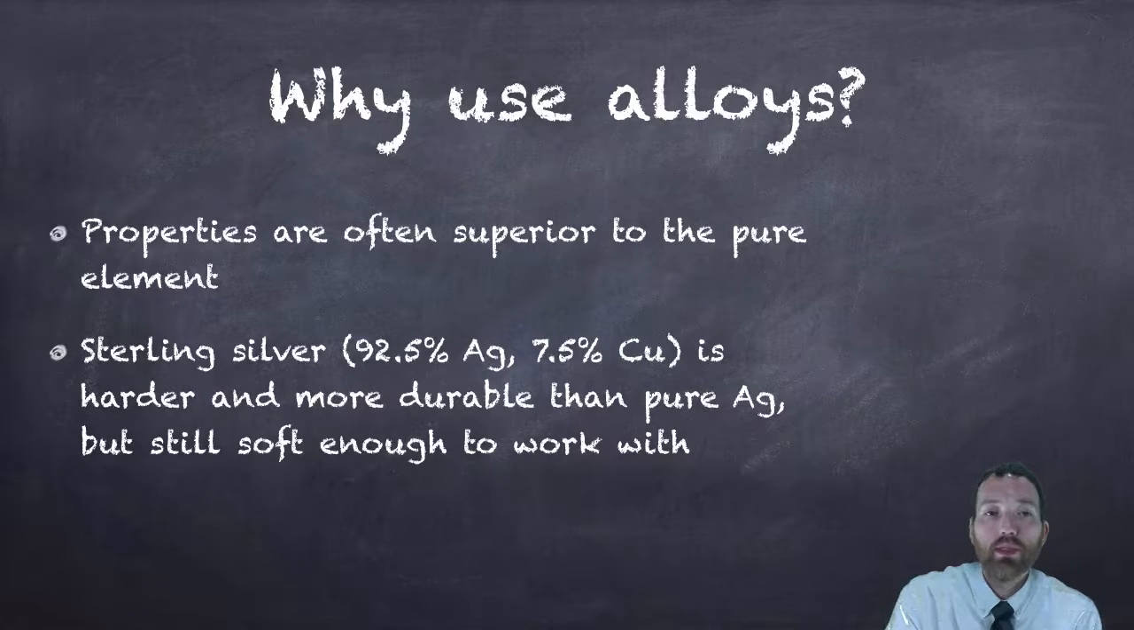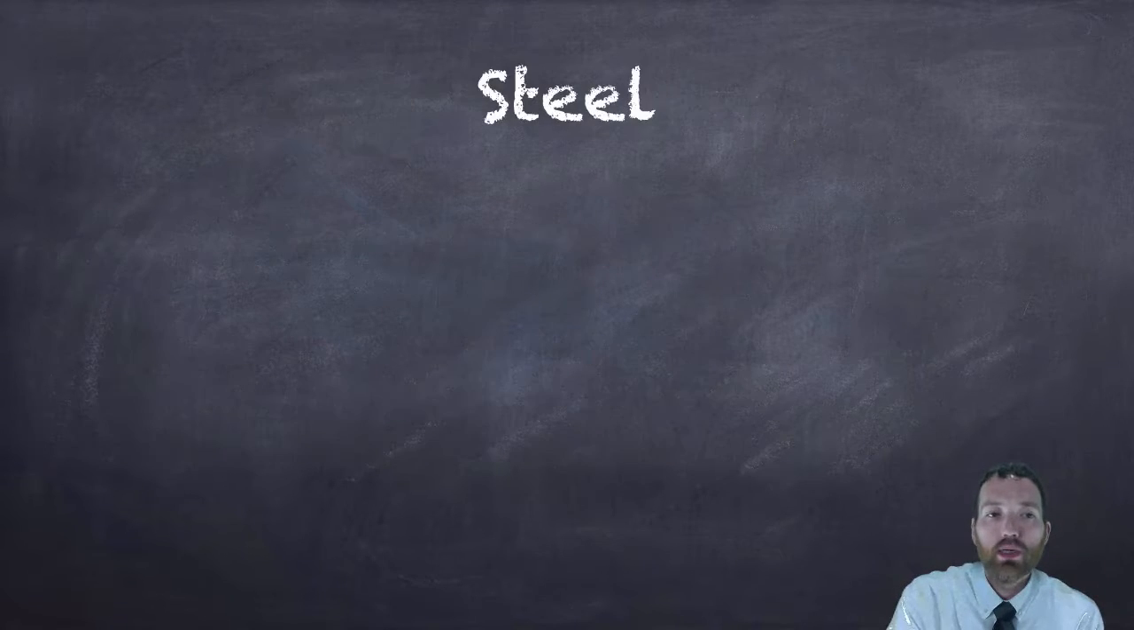Sterling silver is another example. If you have jewelry that's made out of silver, it's not pure silver. It's mostly silver: 92.5% of it is silver, but 7.5% is copper, and sometimes a couple of other elements are thrown in. The reason they do this is because it's harder and more durable than pure silver, but it's still soft enough to work with and to shape into the shapes of the jewelry that the designers want.